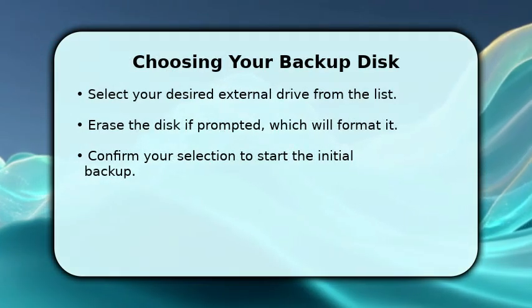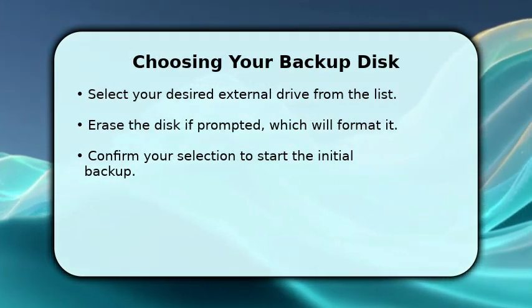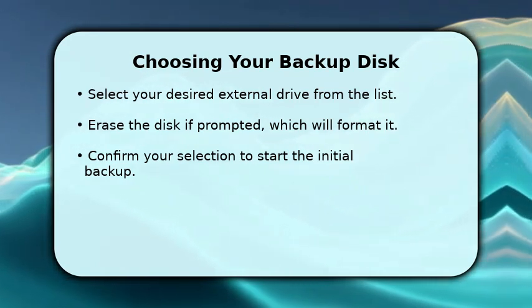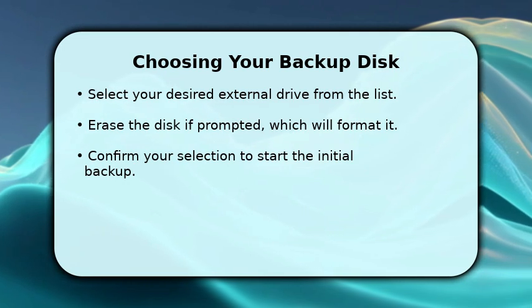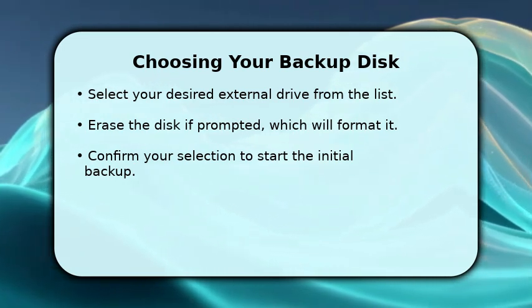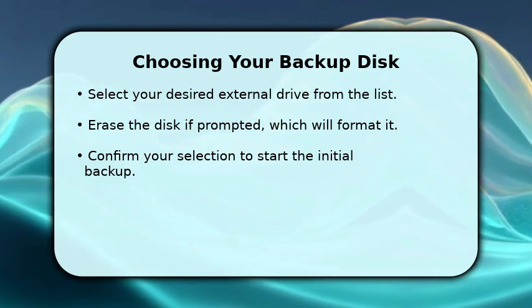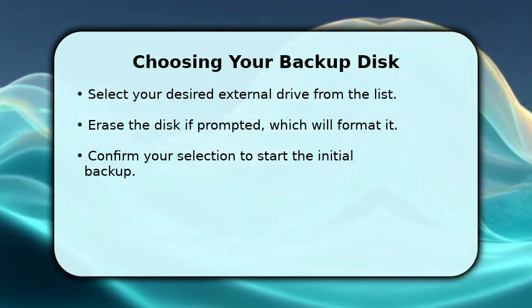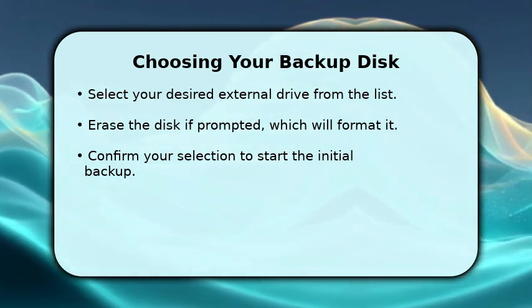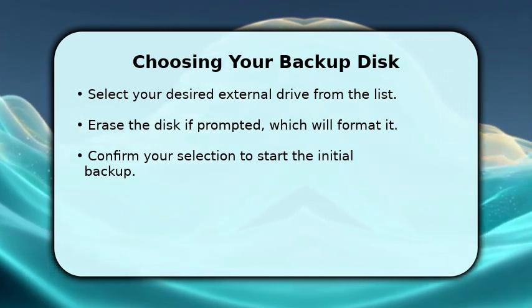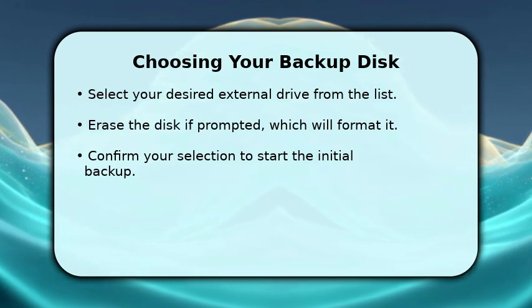Once you click Add Backup Disk, a window will appear showing available drives. Choose the external drive you wish to use for your Time Machine backups. If the drive isn't already formatted for Time Machine, you might be prompted to erase it. This step is crucial for proper functionality, so proceed if necessary. After confirming your selection, Time Machine will prepare the disk and begin its first full backup, which might take some time depending on your data size.